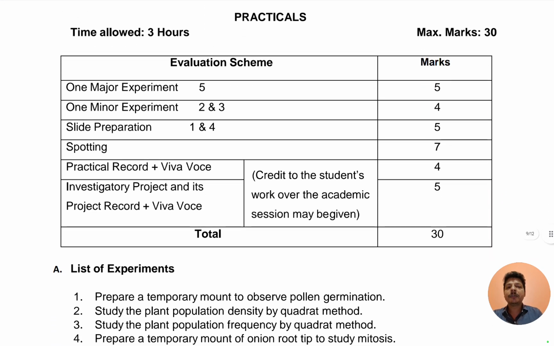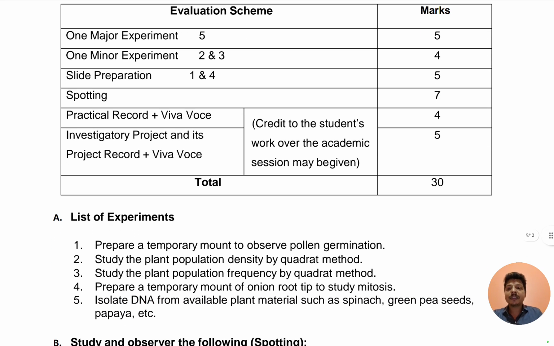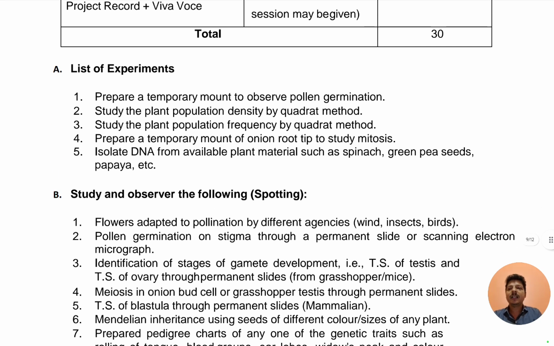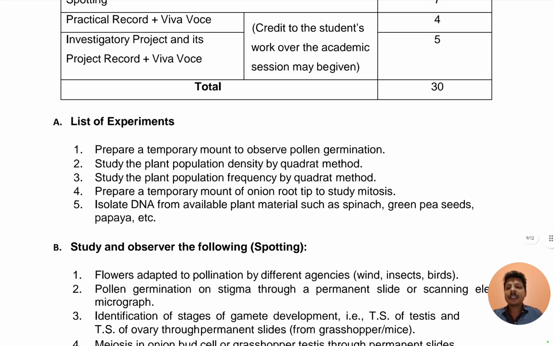Then there are practicals where you have to do one major experiment, one minor experiment, slide preparation, spotting, practical plus viva voce, investigative project and its project records plus viva voce. Total 30 marks. Here are the experiments. You can see the list of experiments and then spotting.